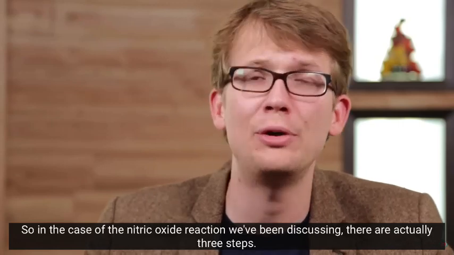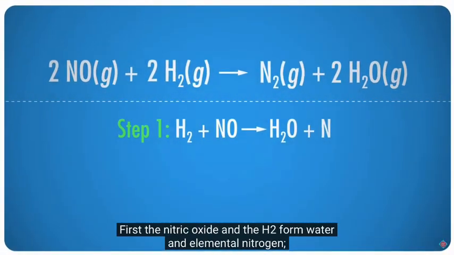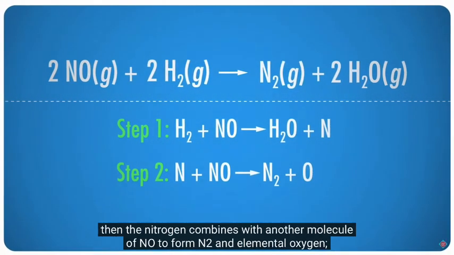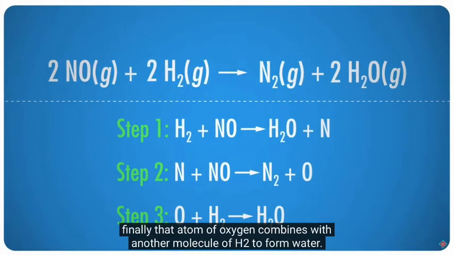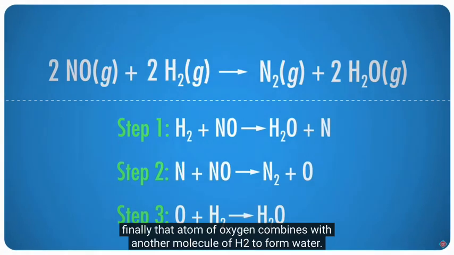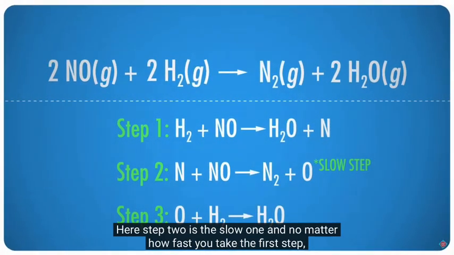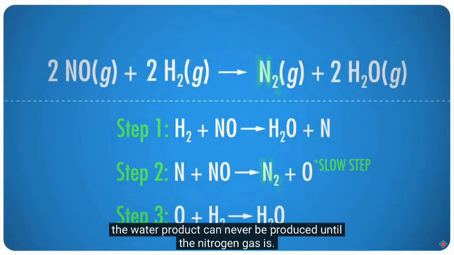So in the case of the nitric oxide reaction we've been discussing, there are actually 3 steps. First, the nitric oxide and the H2 form water and elemental nitrogen. Then, the nitrogen combines with another molecule of NO to form N2 and elemental oxygen. Finally, that atom of oxygen combines with another molecule of H2 to form water. Here, step 2 is the slow one, and no matter how fast you take the first step, the water product can never be produced until the nitrogen gas is.